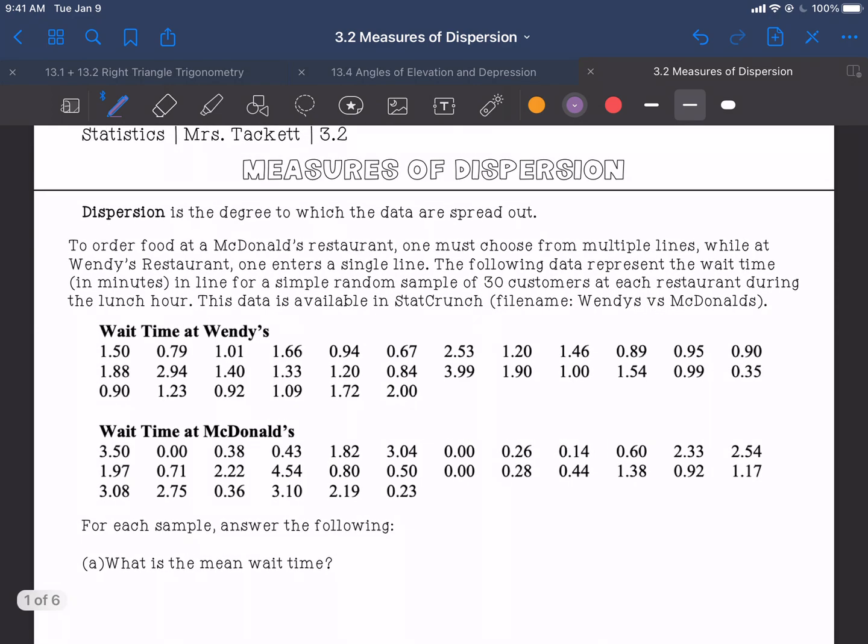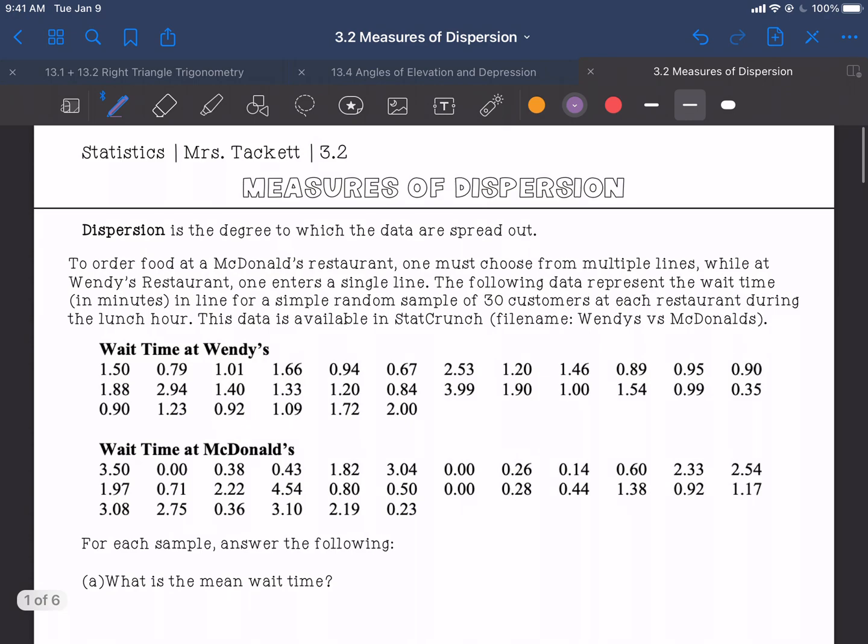In this lesson, we're going to talk about measures of dispersion. To order food at McDonald's restaurant, one must choose from multiple lines, while at Wendy's, one enters a single line. The following data represents the wait time in minutes in line for a simple random sample of 30 customers at each restaurant during the lunch hour. This data is available on StatCrunch.